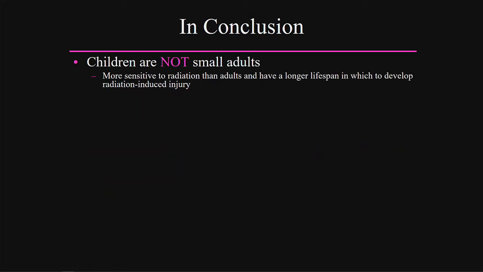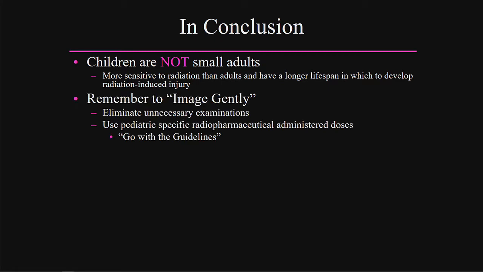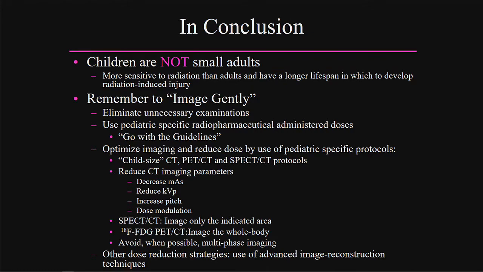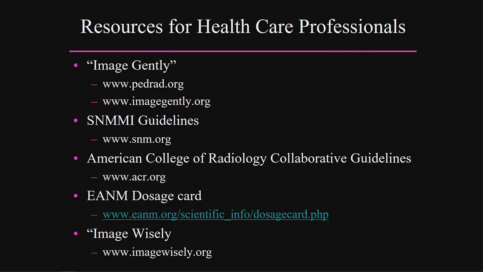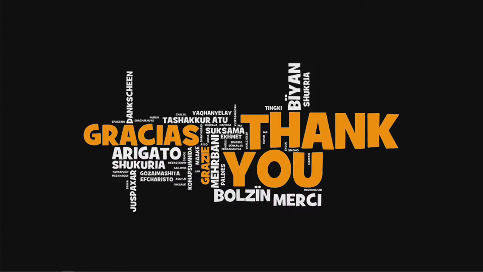And I want to leave you with this last thought, that children are not small adults. They're more sensitive to radiation than adults and have a longer lifespan in which to develop radiation-induced injury. So remember to image gently and go with the guidelines and use pediatric-specific radiopharmaceutical administered doses, and optimize your imaging and reduce dose by pediatric-specific protocols. Some references and resources. Thank you very much, and I'm sorry if I talked a little fast there.